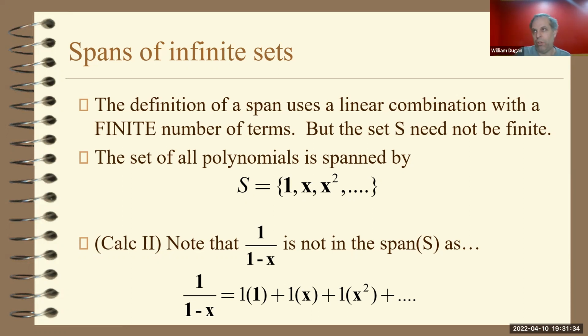Also from Calc 2, notice that this automatically prevents you from doing things like power series. You know that 1 over 1 minus x is 1 plus x plus x squared plus x cubed forever. That is not a polynomial. 1 over 1 minus x is not in the set of polynomials because polynomials have a finite number of terms. So this is polynomial-like, but it's not actually in the set of polynomials. This would be an infinite linear combination, which is beyond this course entirely. We're talking about really advanced stuff.